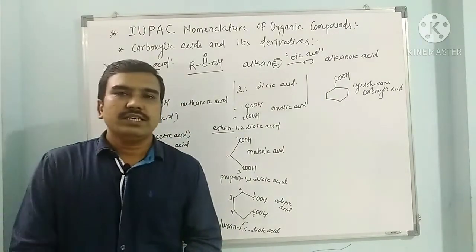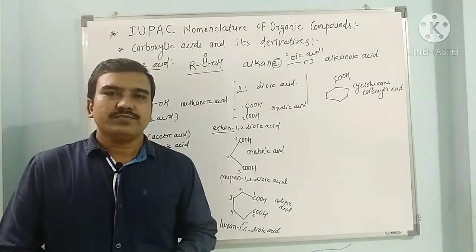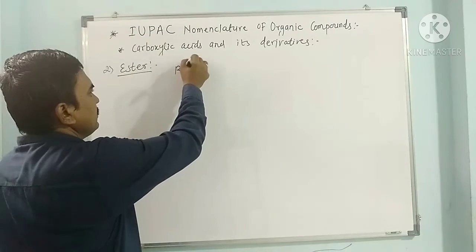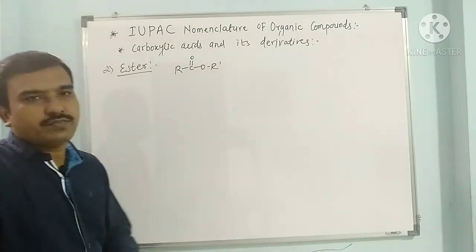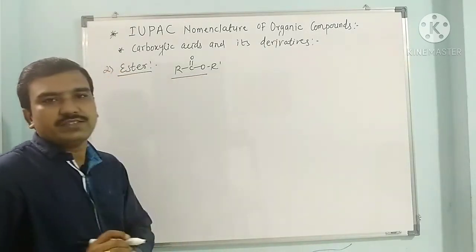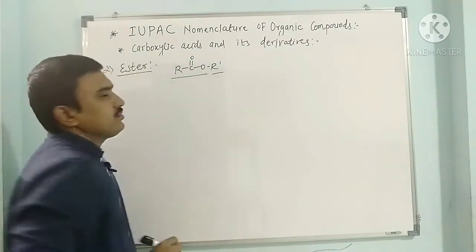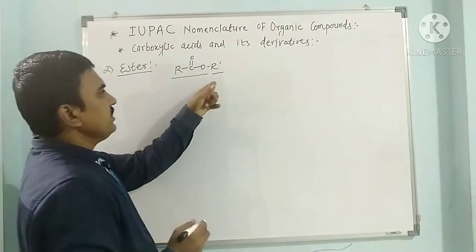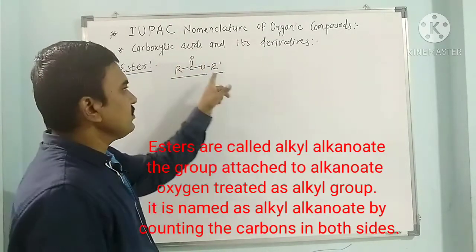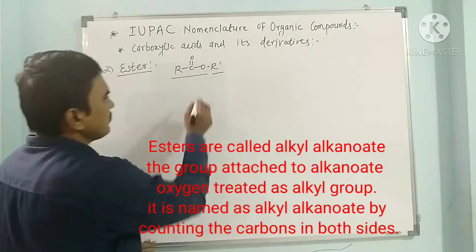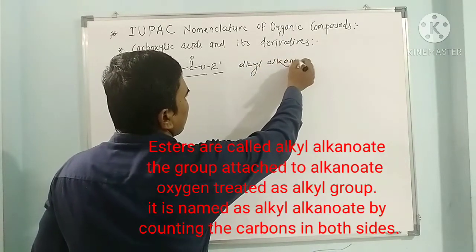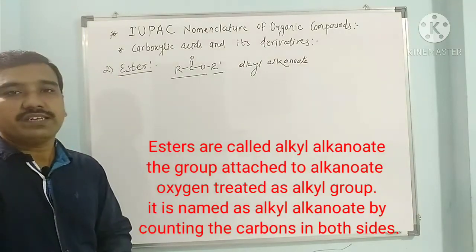Next, as a derivative of carboxylic acid we have to see esters. Ester has the general formula RCOOR dash. It is named alkyl alkanoate. This RCOO part is called the alkanoate part, and this R is attached to the alkanoate. Alkanoate is the fundamental or parent name of this compound, while this alkyl group is attached as a substituent. So it is called alkyl alkanoate.